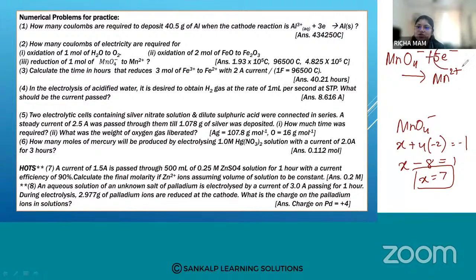So how many electrons are gained? 5 electrons. So this is correct, 5 into F. So it is 5 into 96,500. How much is it? It will be 4.825 into 10 raised to 5 coulombs. Is it clear?